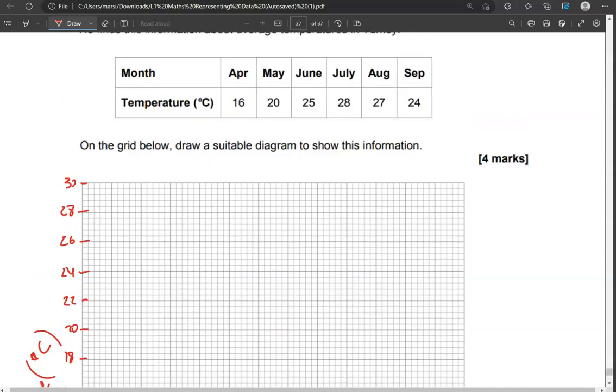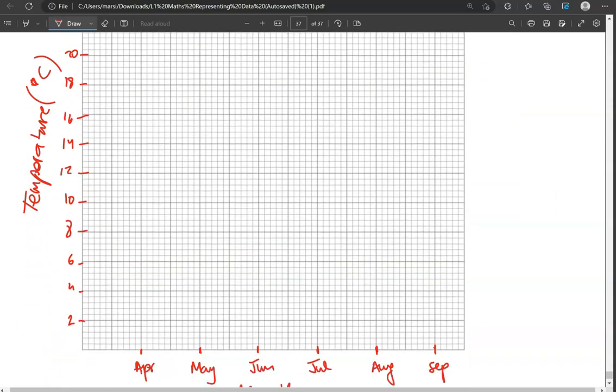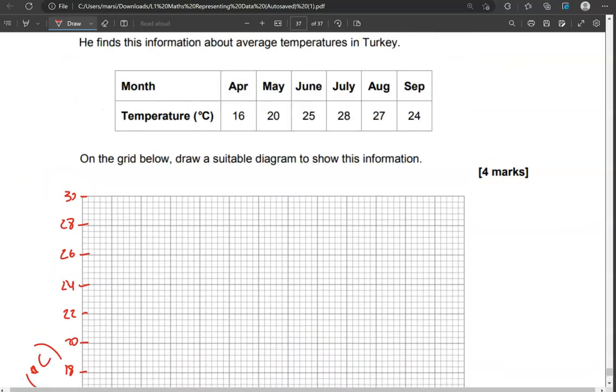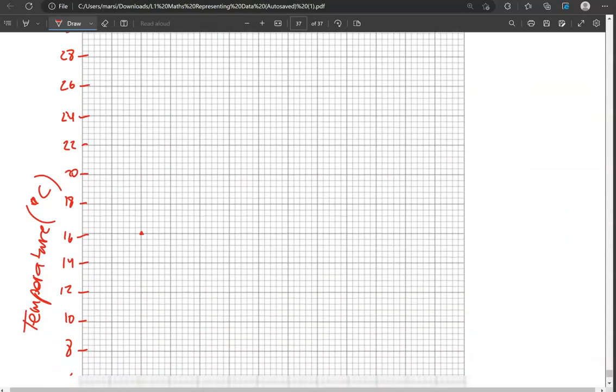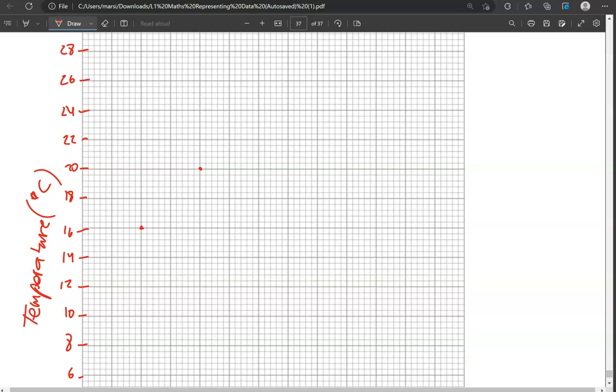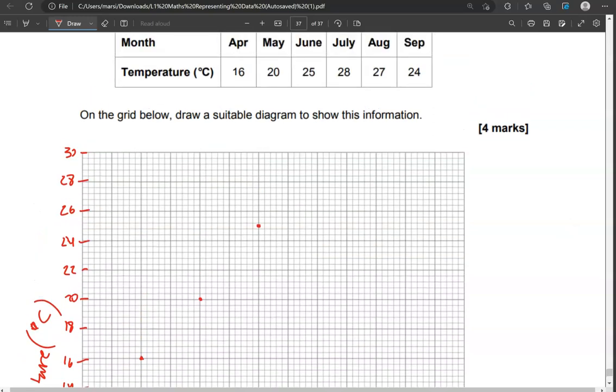So April goes up to 16 degrees. For May, temperatures go up to 20. June is 25. July 28. August 27. September 24.